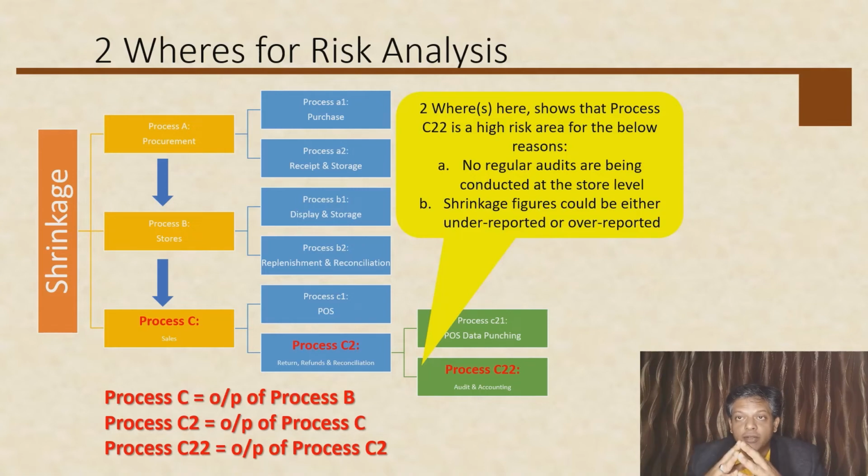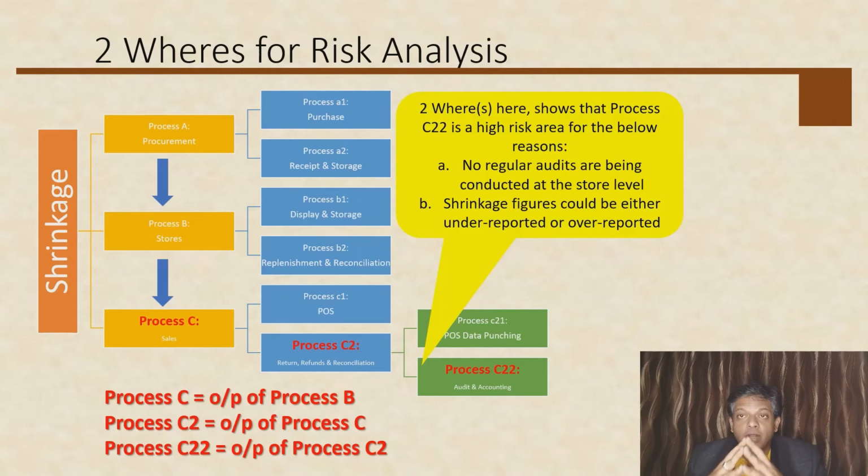In the blue boxes that you can see on the screen, process C is split into process C1 and process C2, which is basically point of sales, that is the POS operations within the store, and the return, refunds and reconciliation, which happens at the back end of the store. Now, for process C, process C1 is the input. No sale would happen without the point of sale operation, so that's the input for it. And once a sale is done, what's the final output? You need to do your reconciliation. So this is how the processes are interlinked to each other.